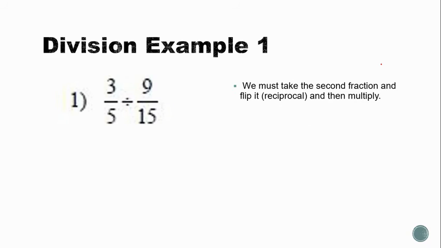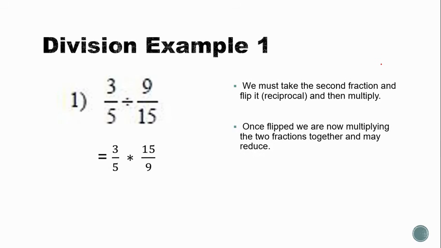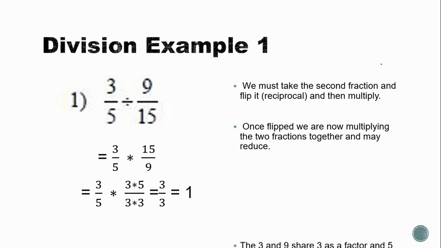Okay, we must take the second fraction and flip it, the reciprocal, and then multiply. So there it is. Now, once flipped, we're now multiplying two fractions together, and we may reduce. So notice that the 15 turns into 3 times 5, and the 9 turns into 3 times 3. So I've broken these into their factors in order that you can see that the 5s cancel. We have a number of 3s that cancel. And so all we do is wind up with 1.